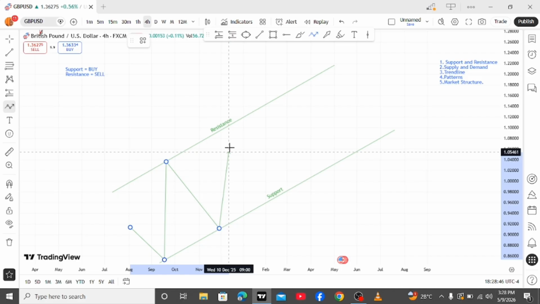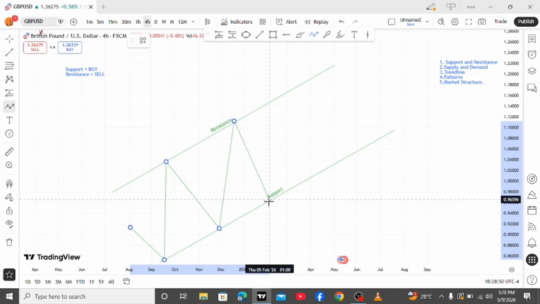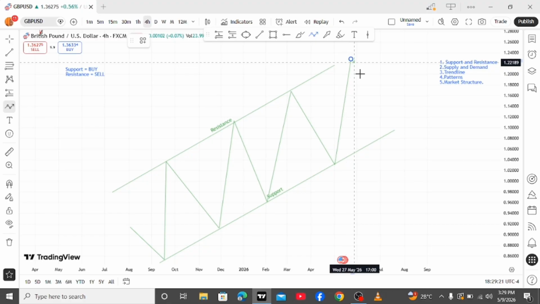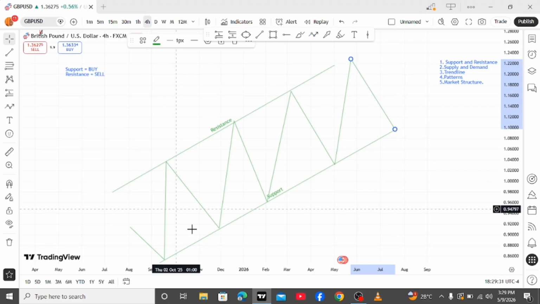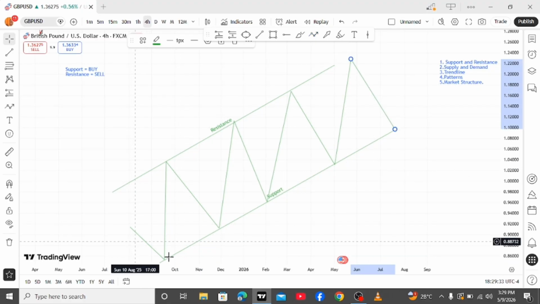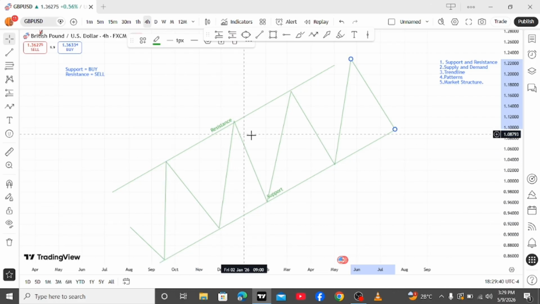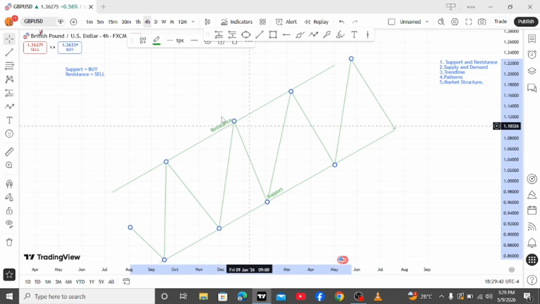Support, we buy. Resistance, we sell. When it comes to our support again, we buy. When the market is at our resistance, we sell. And then support again, we buy. Resistance, we sell. So this is an example of a trending market. When the market comes to our support, we buy. When it goes to our resistance, we sell. So this is an uptrend, and I'll give you an example of a downtrend.